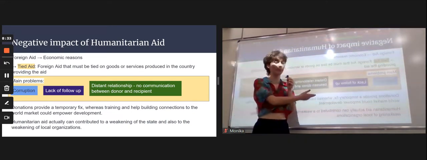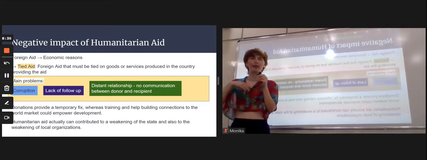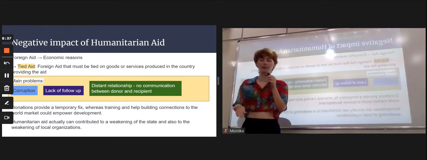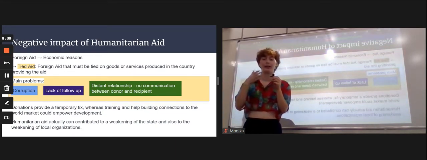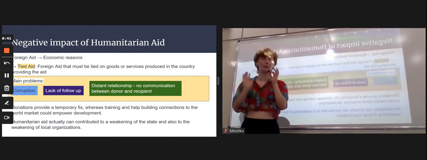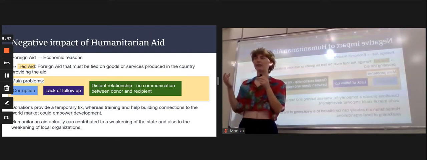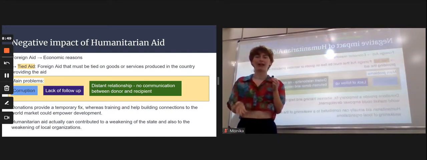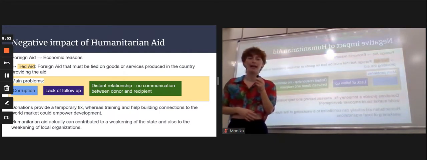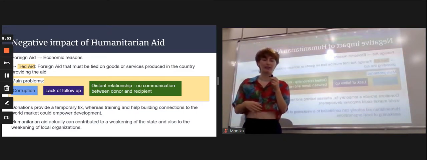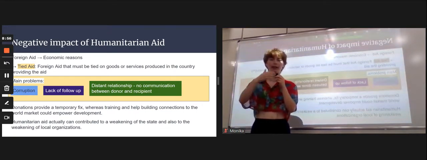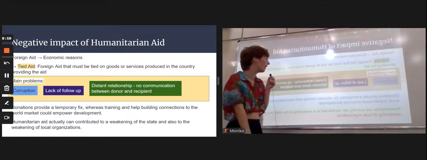Then a lack of follow-up, which is when a lot of times a country gives humanitarian aid to a country and then just gives it and we are done. They don't look at whether that actually helped, what could be improved next time, what actually happened, where the money went to. So there's just no follow-up afterwards.